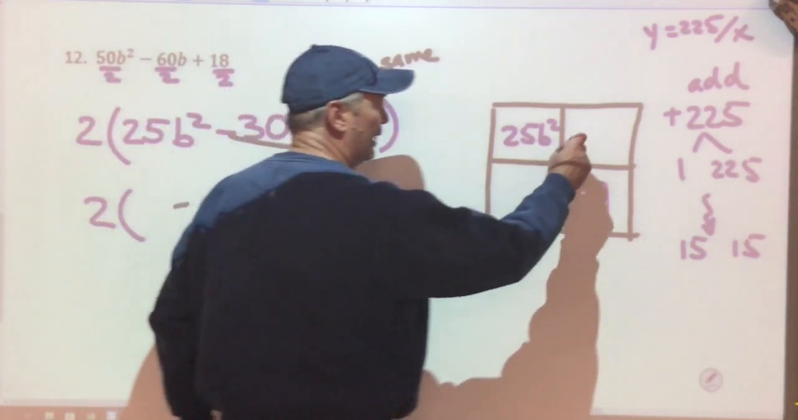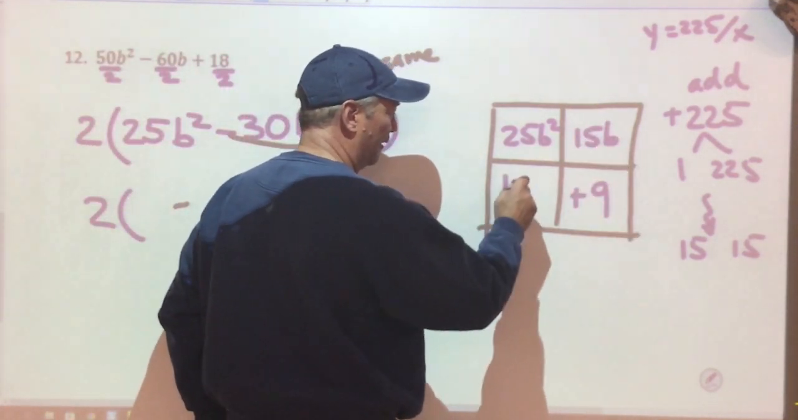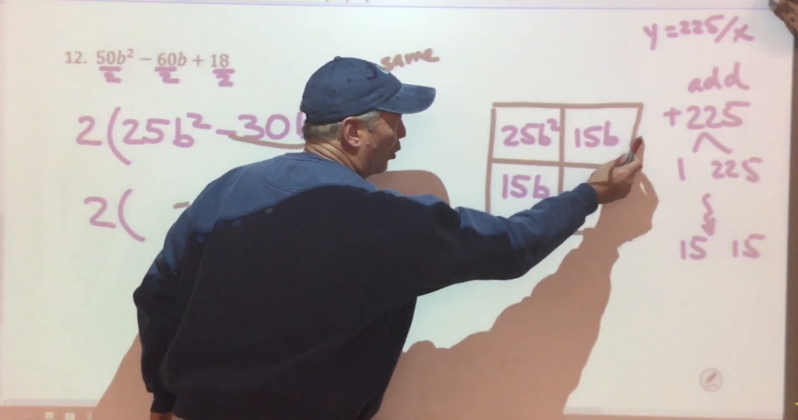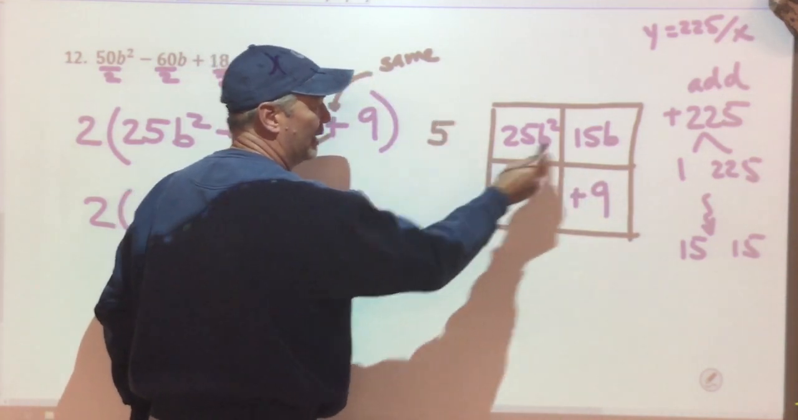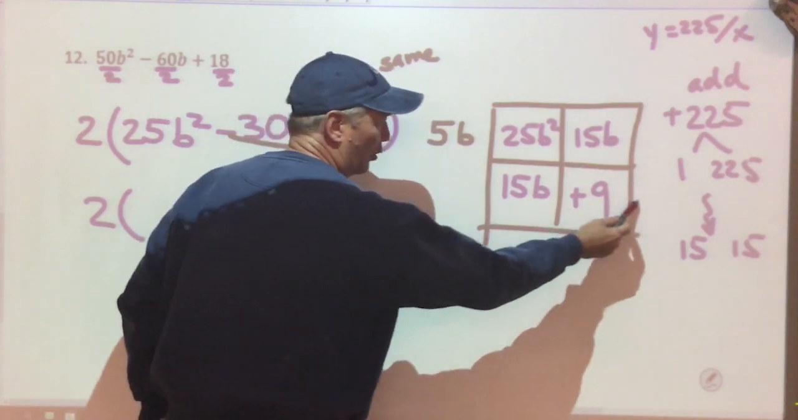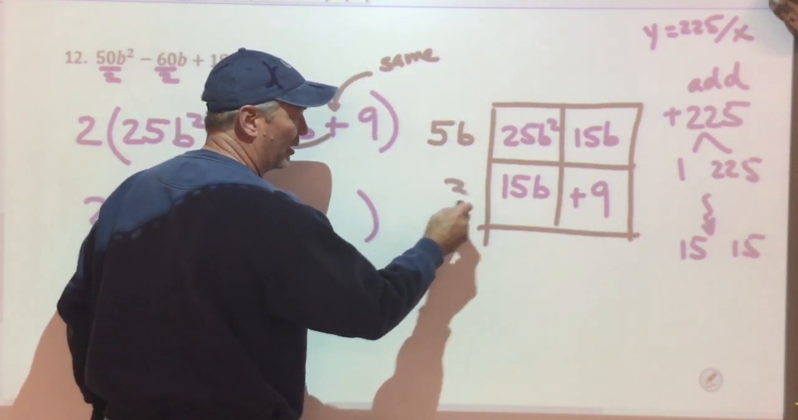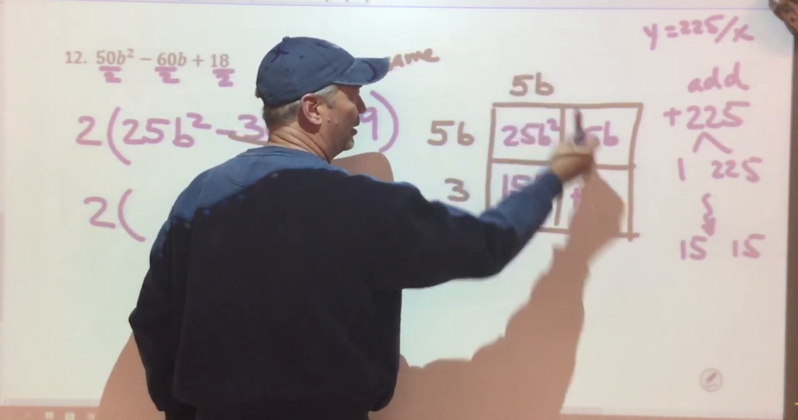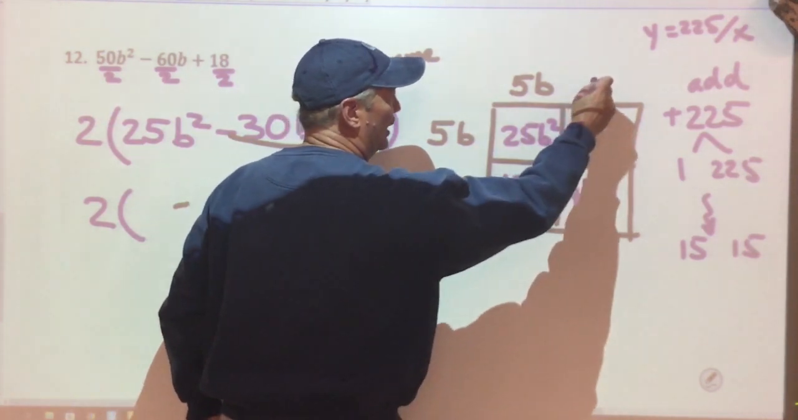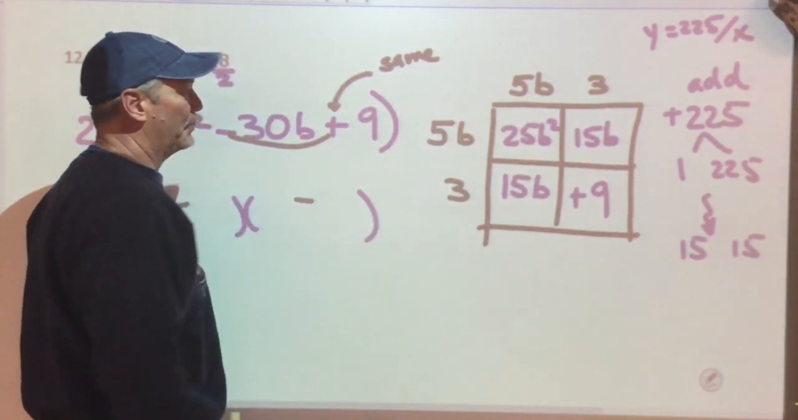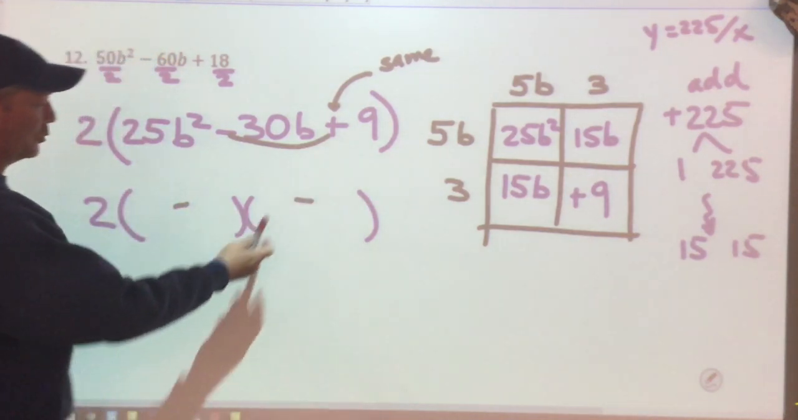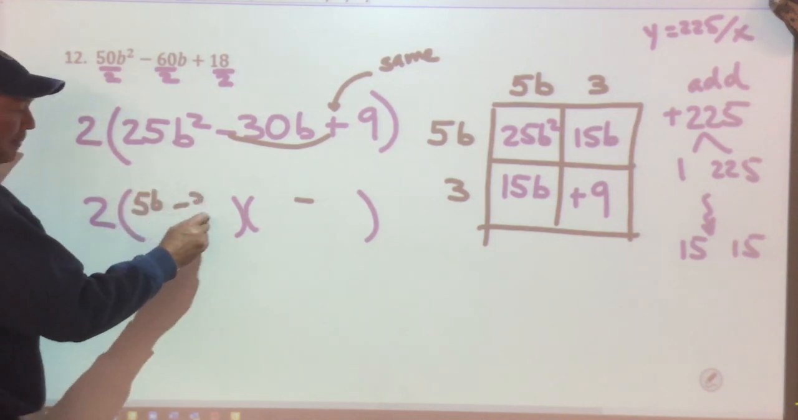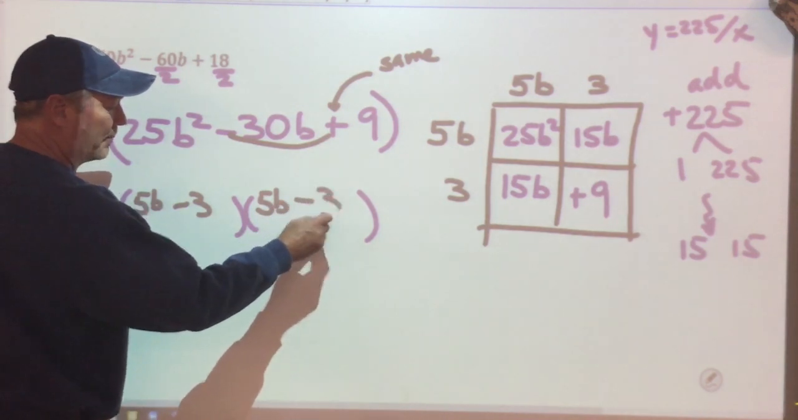So we're going to write 15b, 15b. We're going to see if we can factor. Coming across, we have a 5 in common and a b. Coming across the bottom, we have a 3 in common. When we go up, we have a 5 and a b in common. When we go up, we have a 3 in common. These are the exact same things. Does it matter? No, because we know it doesn't matter where we put them because the signs are the same. So this is going to be 5b minus 3. This will be 5b minus 3.